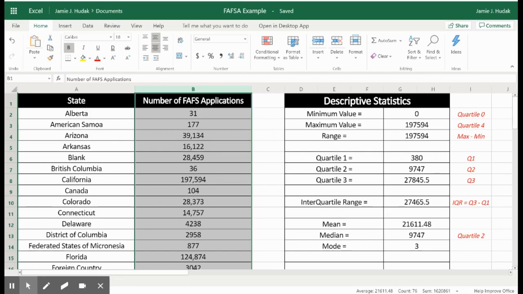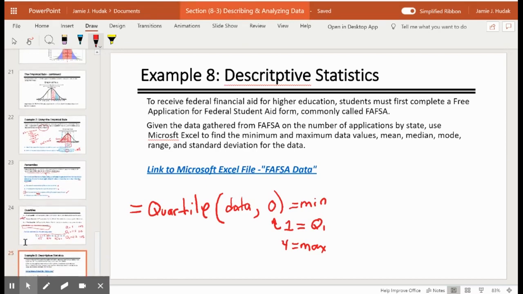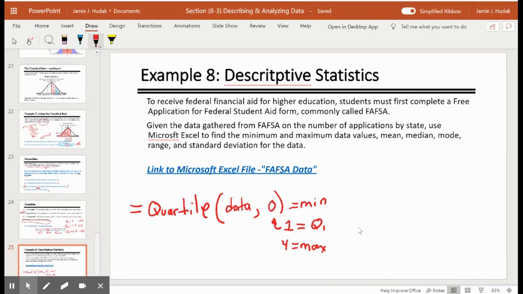Let's go back to our presentation, and that's the last slide. That's where we end this presentation. So watch the video, pause it, take notes, and then complete the assignments, and send me questions if you have them.